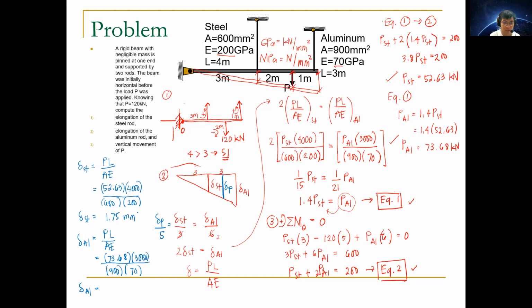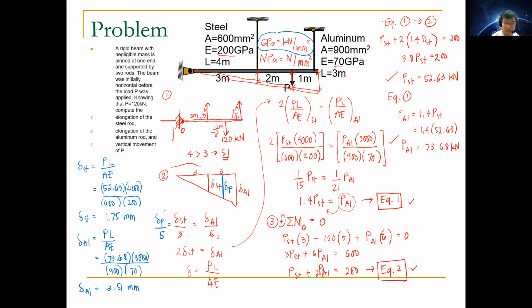Again, it's automatically millimeters because I set the equations in terms of kilonewton per mm squared: my forces are in kilonewtons and E is in gigapascal. Then for aluminum, the deflection is 3.51 millimeters.